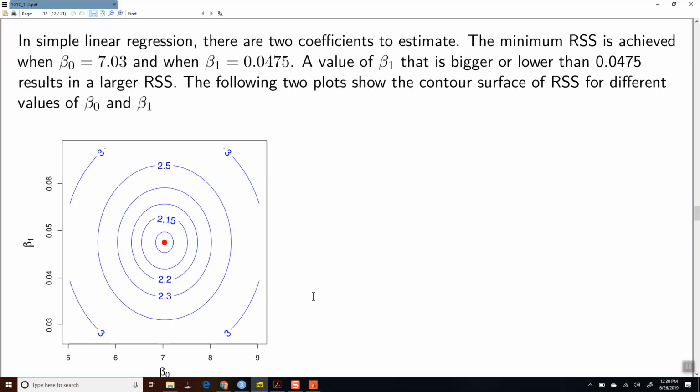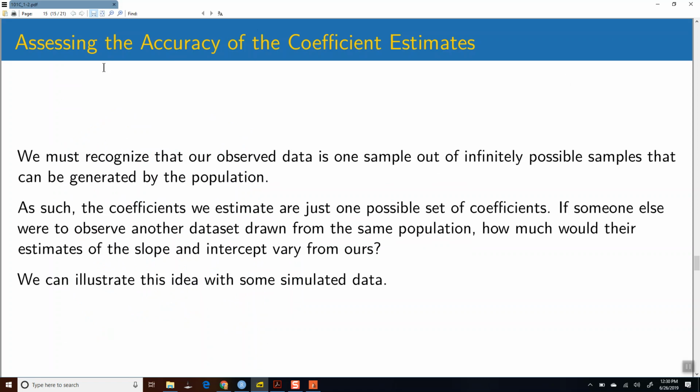When we did it, we got a slope of 0.0475 and an intercept of 7.03. If someone else gets new advertising and TV data, even from the exact same population, they're not doing anything different, but they're going to get slightly different data points, and because of that, their intercept and slope estimates will be slightly different from ours.